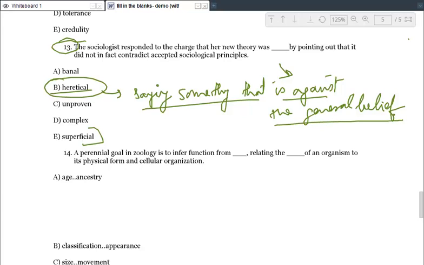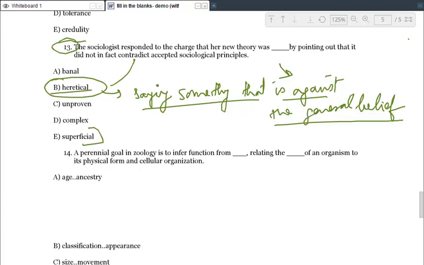Galileo was a heretic, right? You must have studied that in history books. Galileo was a heretic. Why? He was a heretic because he said that the earth revolves around the sun. And the Bible said that it is the sun that revolves around the earth. So Galileo became a heretic because he went against the general belief that the earth was stationary and the sun revolved around the earth. So you know the meaning of the word heretical.